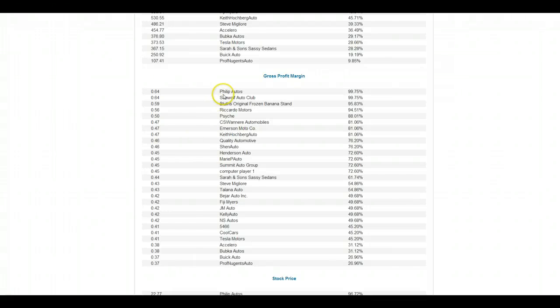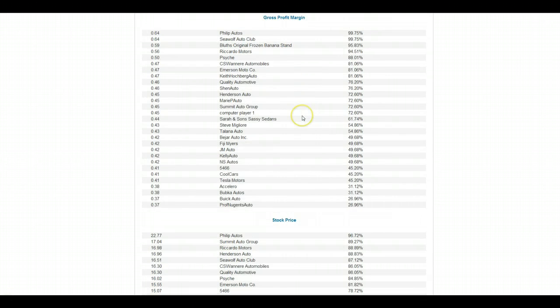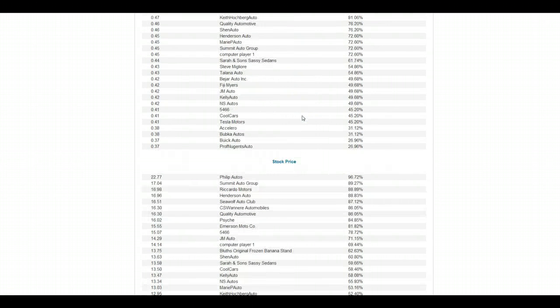And we took the gross. Now, astonishingly, Philips Autos had a 99%, and Seawolf Club, Bluth's Frozen, Original Banana Stand. I have to laugh every time I say that. Ricardo Motors beat 95%, 99% of the top two of all of the teams that played this game. So I'm really curious how they did that. I mean, it's phenomenal. It really shows that our MBA students at Stony Brook can compete with some of the best universities around, which I'm very happy about.